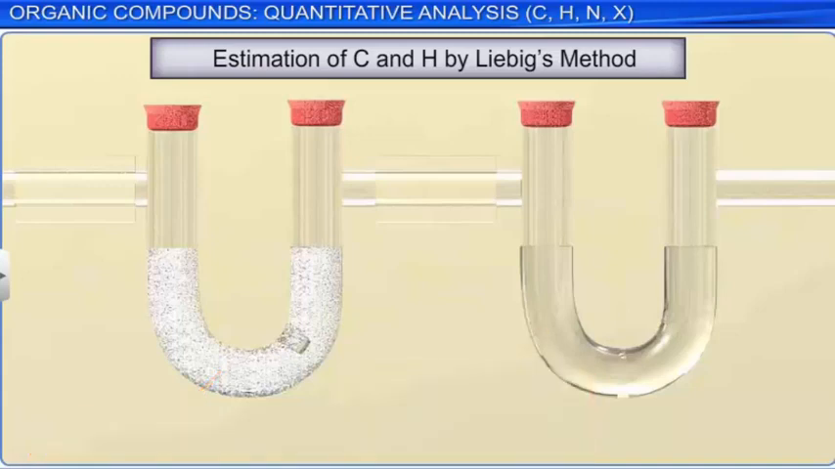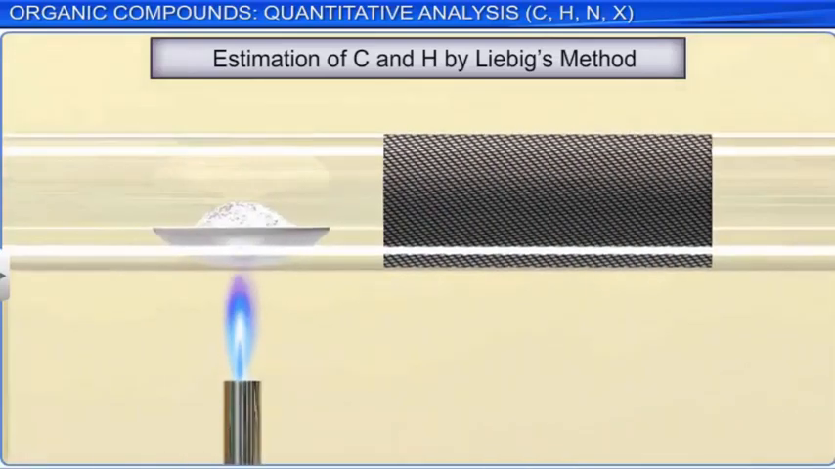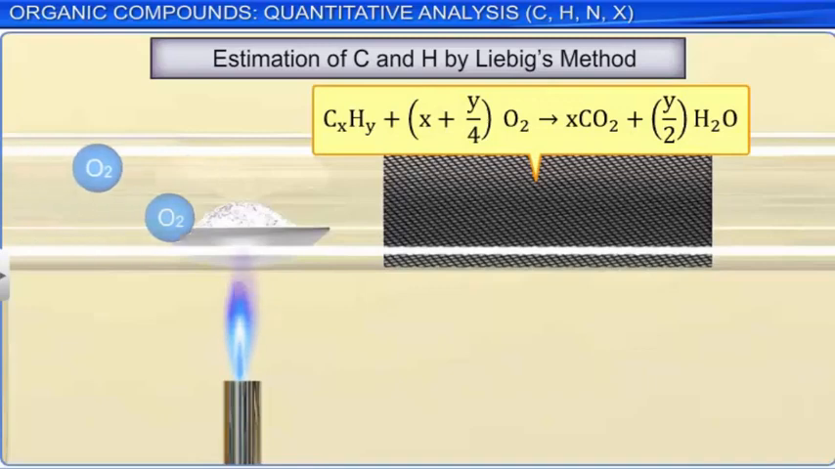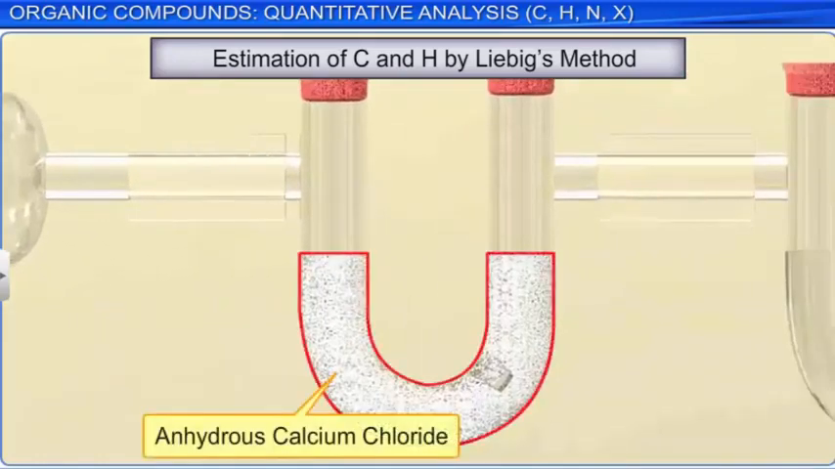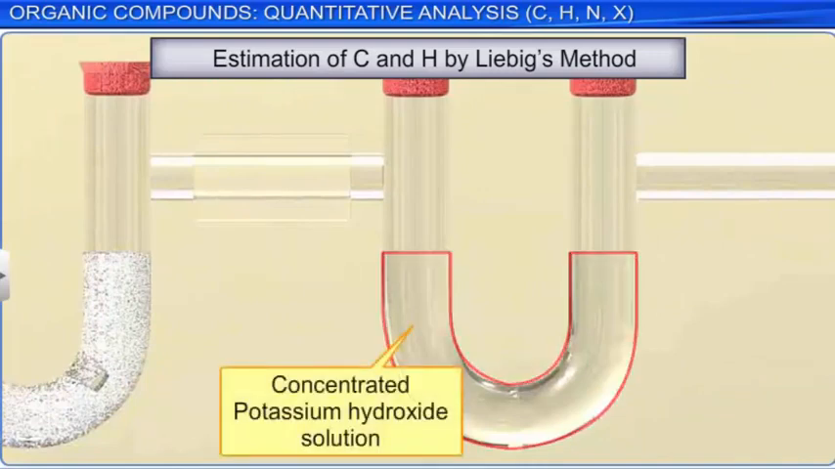Now, the combustion tube, along with the boat placed in it, is heated and pure oxygen is passed through it. As a result of combustion, carbon dioxide and water are formed. Water in the mixture is absorbed in U-tube containing anhydrous calcium chloride, and carbon dioxide is absorbed in another U-tube containing concentrated solution of potassium hydroxide.